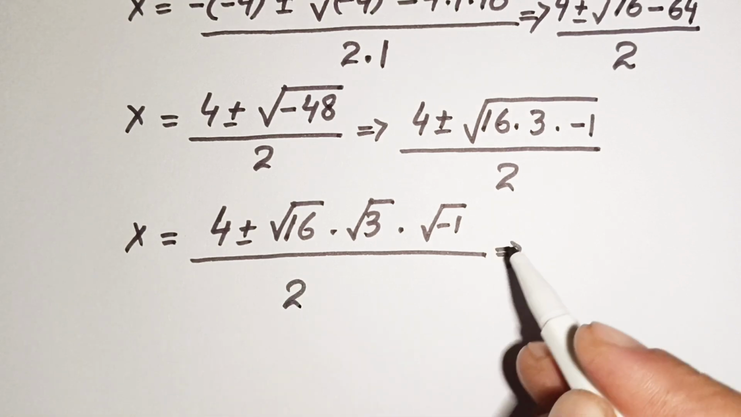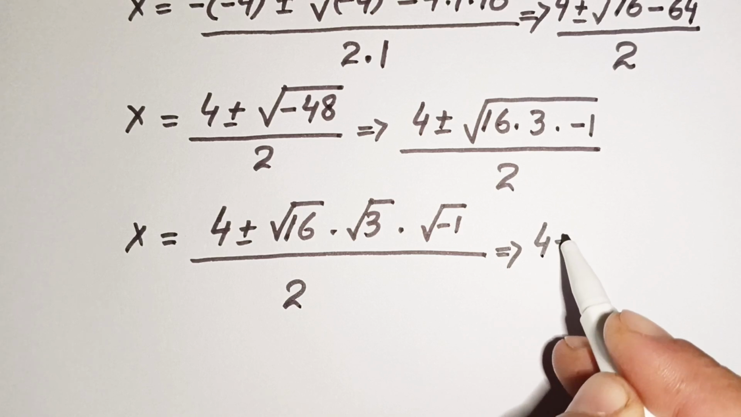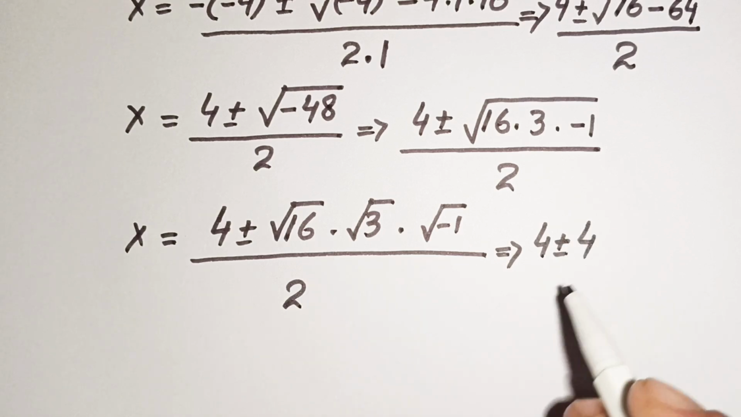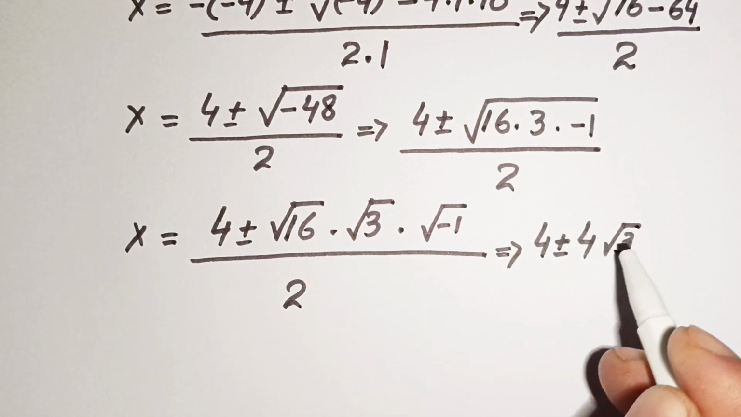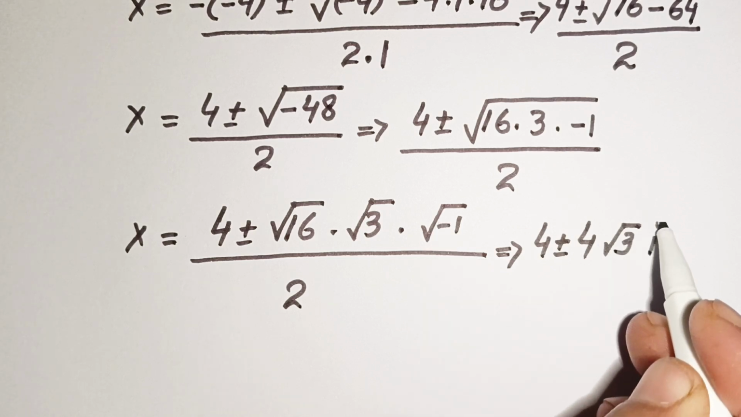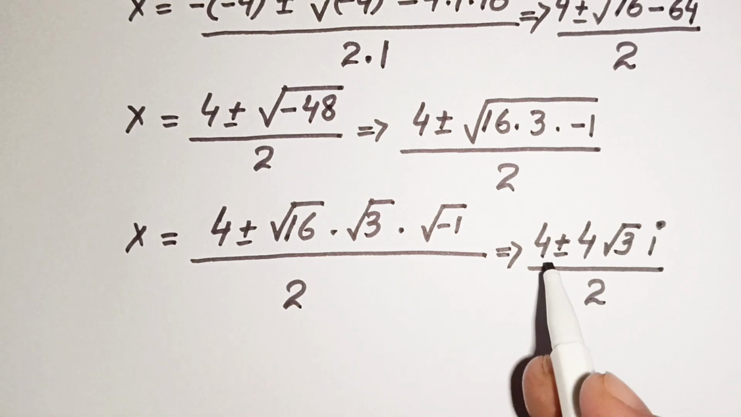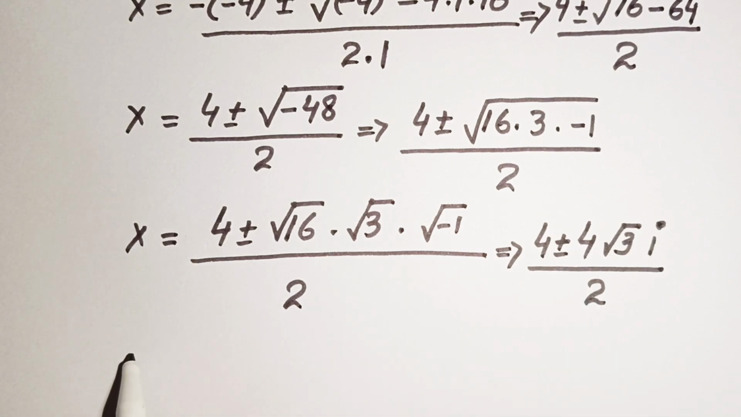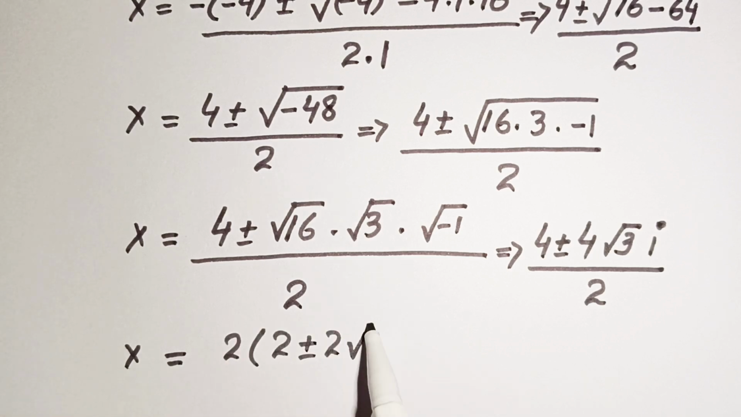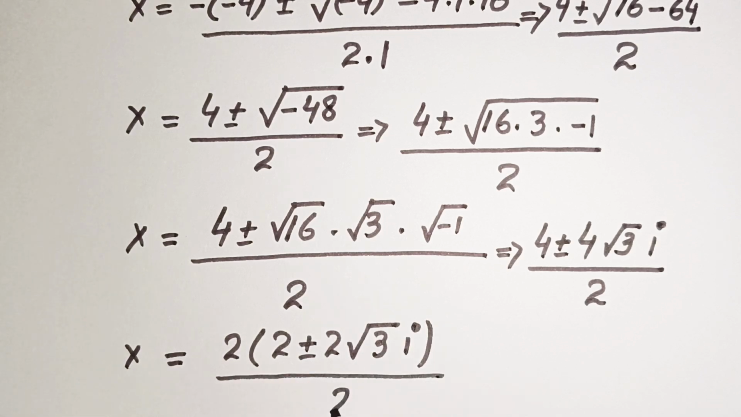Now x is equal to 4 plus minus square root of 16 times square root of 3, and square root of minus 1 is equal to i, all over 2. Now if we take 2 common, so here we have x is equal to 2 times 2 plus minus 2 times square root of 3 i all over 2.